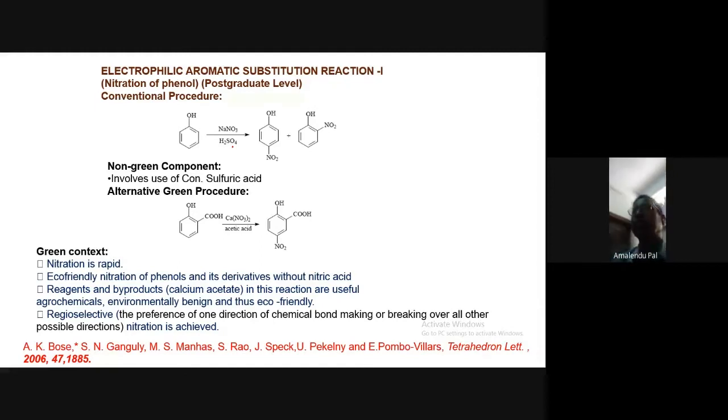If you talk about a green solvent, an alternate green procedure, you can use calcium nitrate and acetic acid. Nitration is also very rapid and eco-friendly, for phenol and its derivatives, and the byproduct is calcium acetate here. Calcium acetate you can use for agrochemicals. So we can say it is environmentally benign and eco-friendly. This is a green procedure we can introduce at PG level, for the electrophilic aromatic substitution reaction.